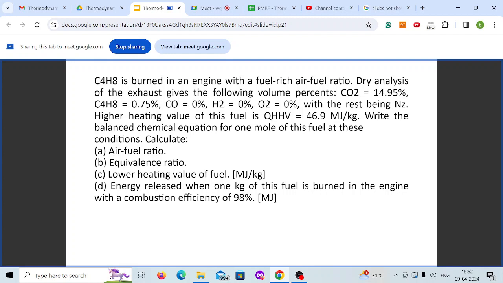The higher heating value of this fuel is 46.9 megajoule per kg. Write the balanced chemical equation for 1 mole of this fuel at this condition. You need to calculate the air-fuel ratio, equivalence ratio, lower heating value of the fuel, and the energy released when 1 kg of this fuel is burned in the engine with a combustion efficiency of 98%.